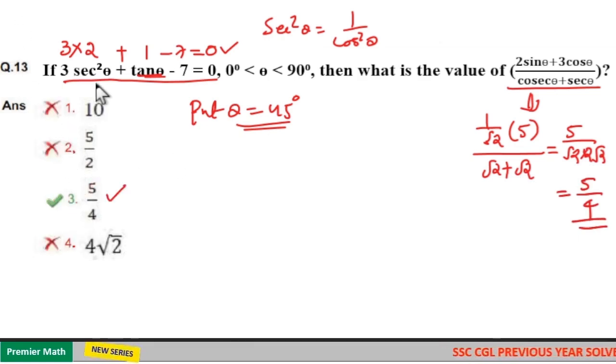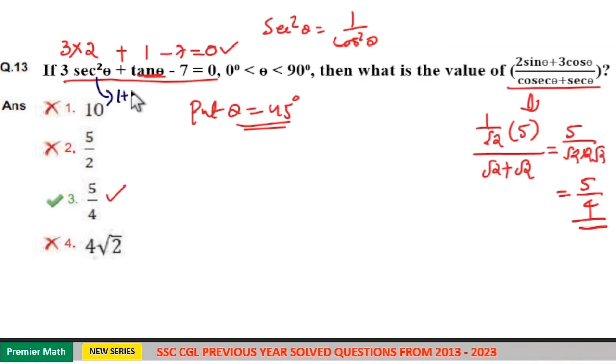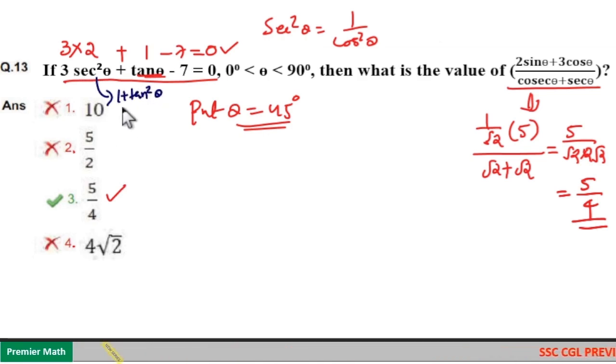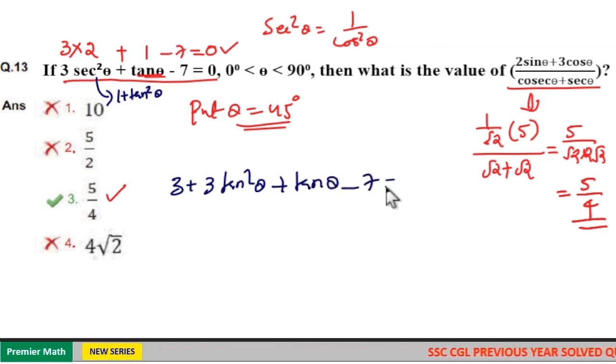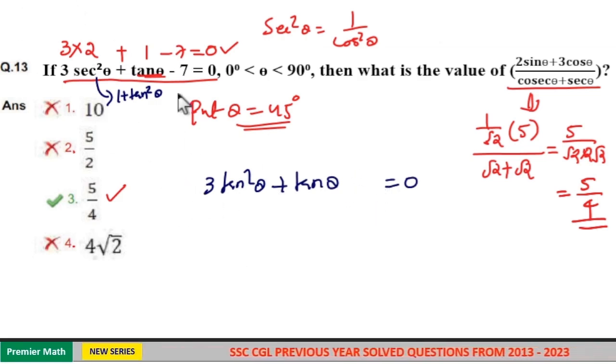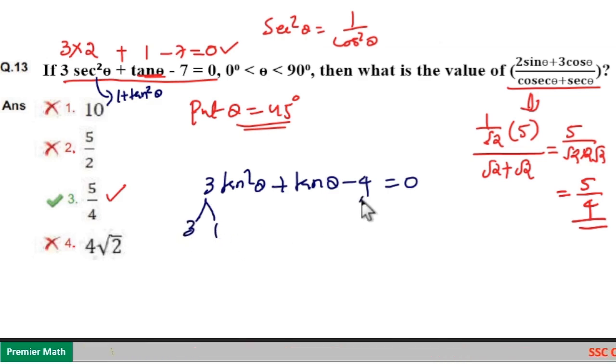Here you can write sec square theta as 1 plus tan square theta. That is, sec square theta minus tan square theta is 1. So write it. That is 3 plus 3 tan square theta plus tan theta minus 7 is equal to 0. Now 3 minus 7 is equal to minus 4. Now 3 I can write as 3 into 1 and minus 4 I can write as 4 into minus 1, or minus 4 into 1.